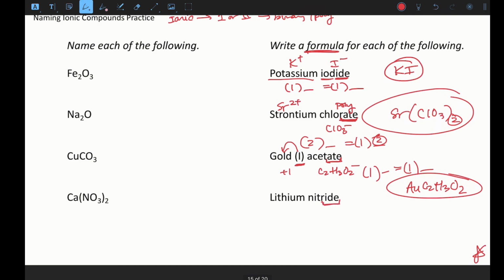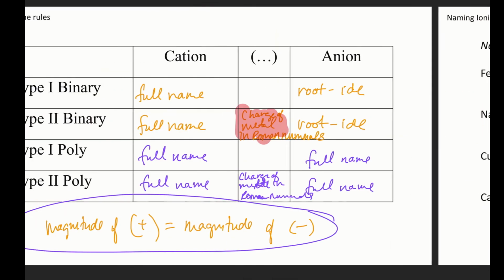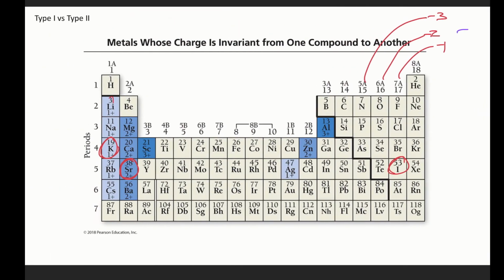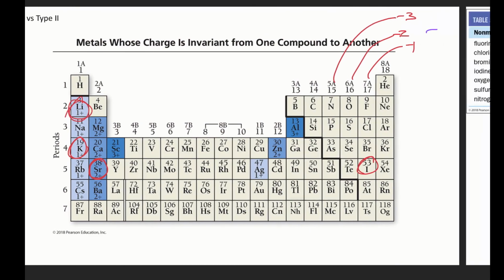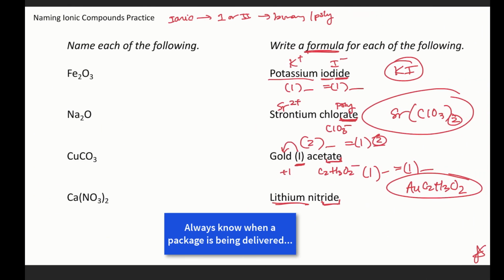Lithium nitride. So we have that. We have lithium. If we go look at our periodic table, lithium is right here. So definitely we have a metal, group 1.